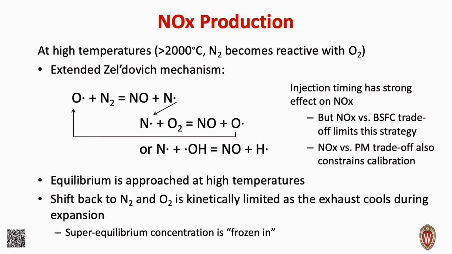So also injection timing has strong effect on NOx. So we see that although we know that there are trade-offs between NOx formation and brake-specific fuel consumption, which kind of limits our ability to use injection timing to our strategy. And then the NOx PM trade-off also constrains the calibration of our engine. There are islands that people talk about, that you can chart a path where in some places more soot gets formed and less NOx gets formed. And then there are places where they're both low, but it's really difficult to operate within that regime.